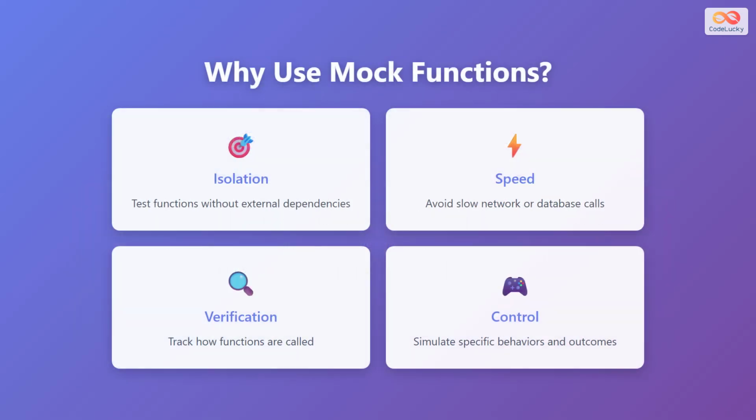There are 4 key benefits to using mock functions. First, isolation. Mock functions let you test your code without external dependencies, so you're only testing the logic you care about. Second, speed. By avoiding slow network calls or database operations, your tests run much faster. Third, verification. Mock functions track how they're called, allowing you to verify that your code is interacting with dependencies correctly. Fourth, control. You can simulate specific behaviors and outcomes, including error conditions that would be difficult to reproduce with real systems.